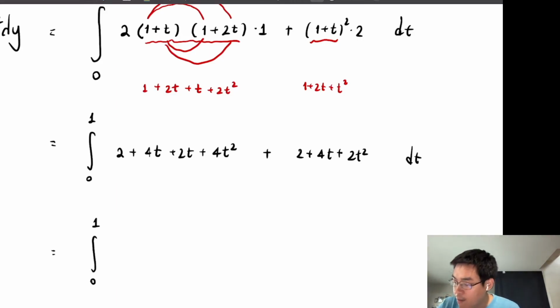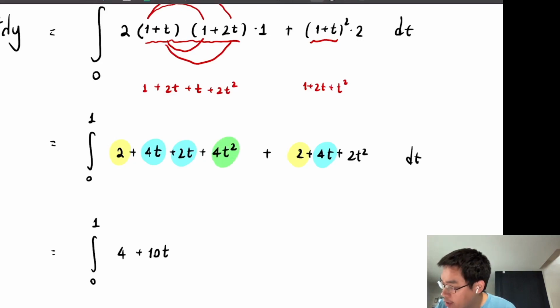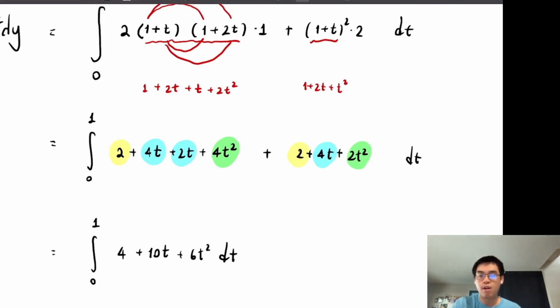So for this one, 2 plus 2 is 4, right? And the next one, the t term, the linear term, you get 4 plus 2 plus 4, that would be 10. And the last one will be the square term, you get 6t squared dt. All right, after this it's just regular integration. 4 becomes 4t, 10t becomes 5t squared, and 6t squared becomes 2t cubed, right? I'm going to leave this as an exercise, and then you can see that the result is 11.